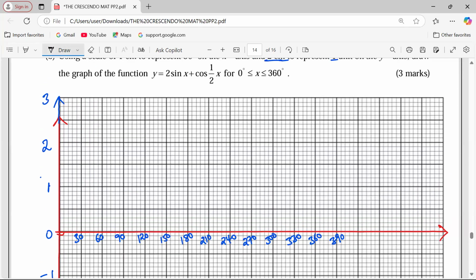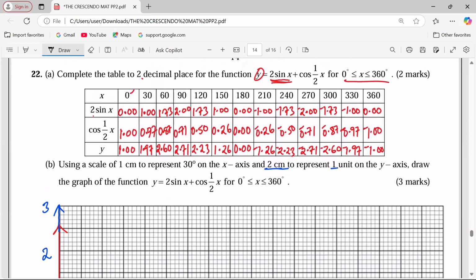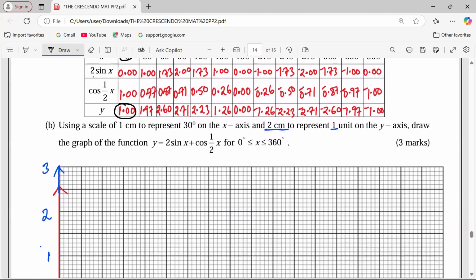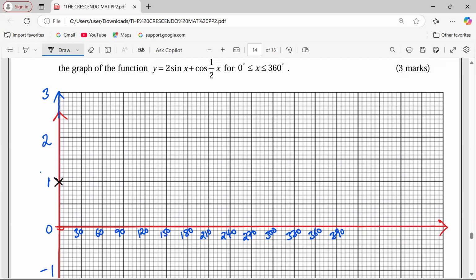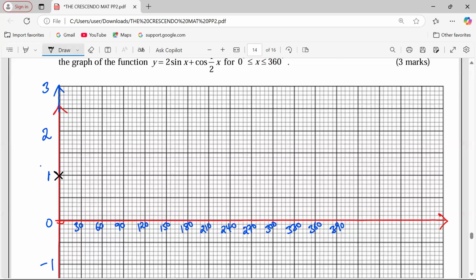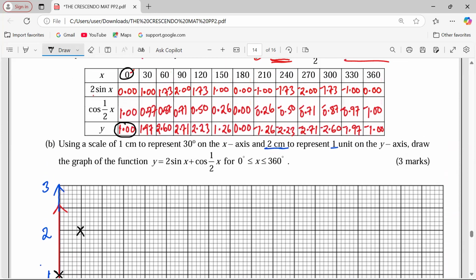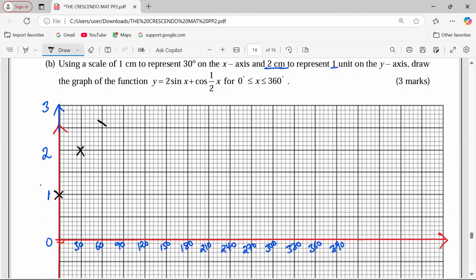Allow me to use black to identify the coordinates. So we have y and x. So 0 goes with 1.00. So 0, 1, which means we begin at this point. Then we can also talk about 30, 1.97, which means, let's say 2, because we can only plot 1 decimal place. Then we have 60, which goes with 2.6, which is here.